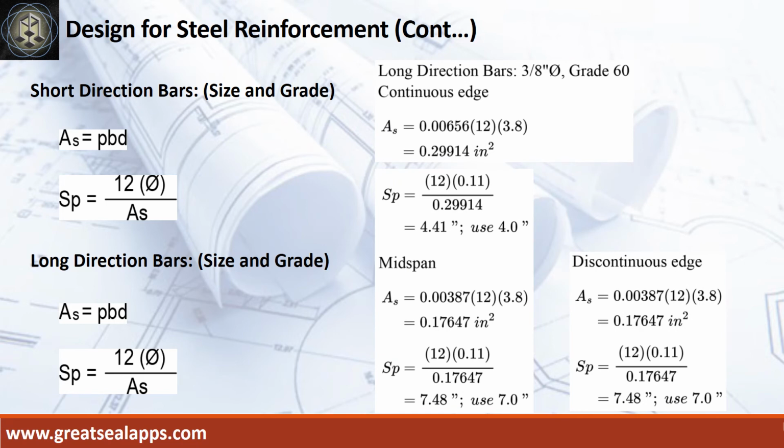At long direction, given continuous edge ρ equals 0.00656, B equals 12 inches, and D equals 3.8 inches, the area of steel is 0.29914 square inch, and the spacing for 3/8-inch diameter bar is 4 inches. Given midspan and discontinuous edge ρ equals 0.00387, B equals 12 inches, and D equals 3.8 inches, the area of steel for both is 0.17647 square inch, and the spacing for 3/8-inch diameter bar is 7 inches.